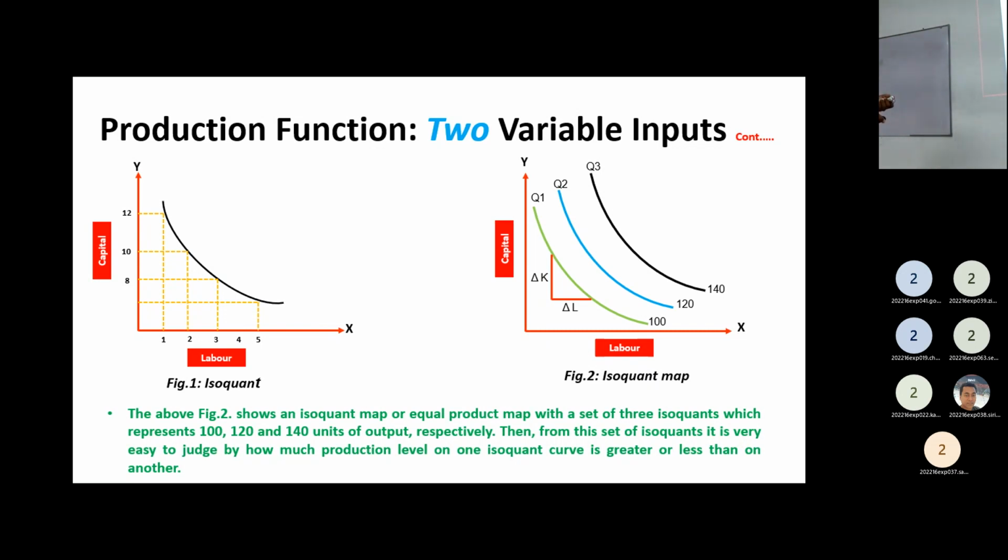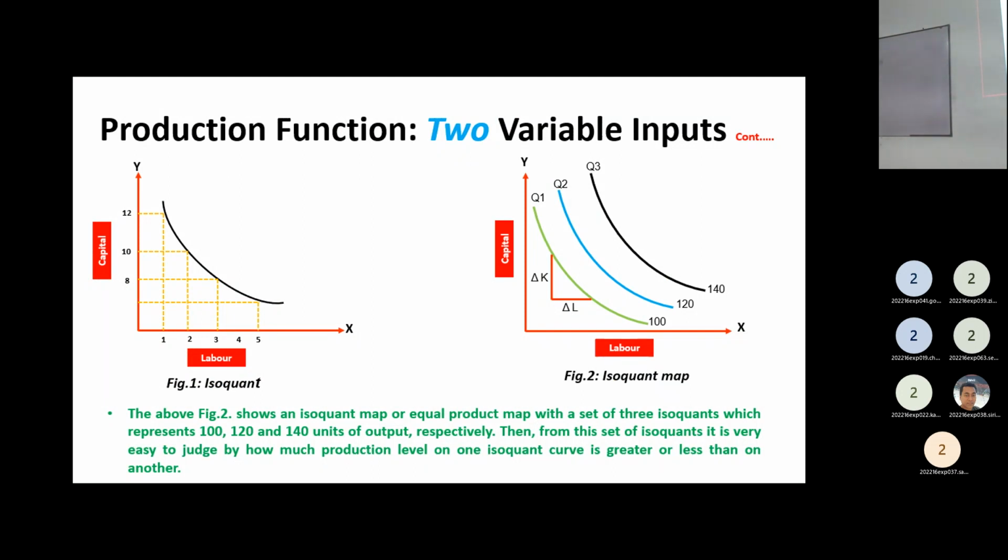Right, so here it says the above figure 2 shows an isoquant map or equal product map with a set of 3 isoquants which represent 100, 120 and 140 units of output respectively. From this set of isoquants, it is very easy to judge by how much the production level on one isoquant curve is greater or less than another. So by looking at this, you know that this curve represents 140 units. This curve represents 120. This curve represents 100. So very easily you can tag. Clear?